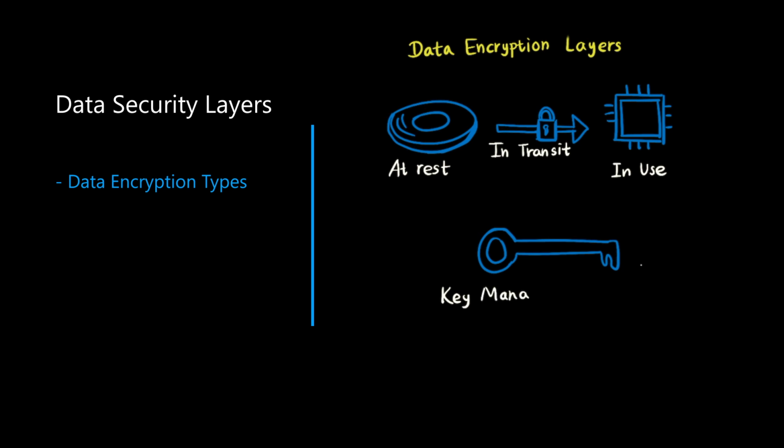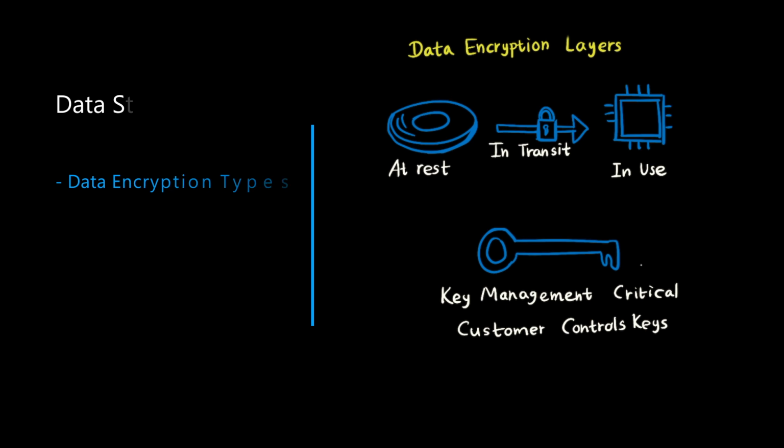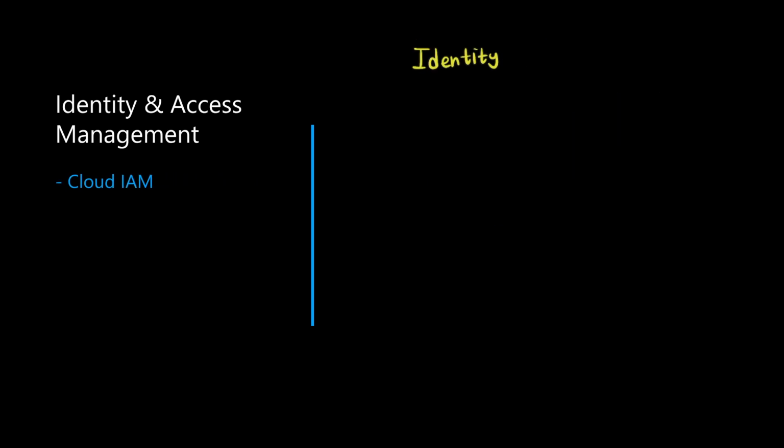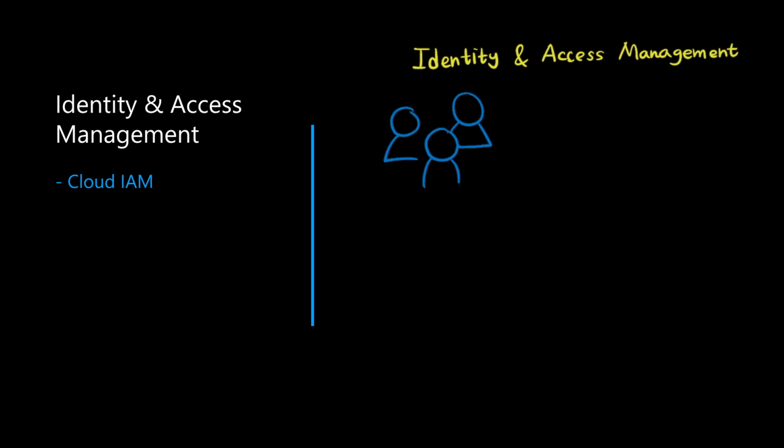You need to understand who controls encryption keys, how they're rotated, and how they're protected. Many compliance regulations require that customers maintain control of their encryption keys, even when data is stored in public clouds. Identity and access management in cloud environments is complex because you're dealing with multiple types of identities: human users, service accounts, applications, and devices, across potentially multiple cloud providers and on-premises systems.